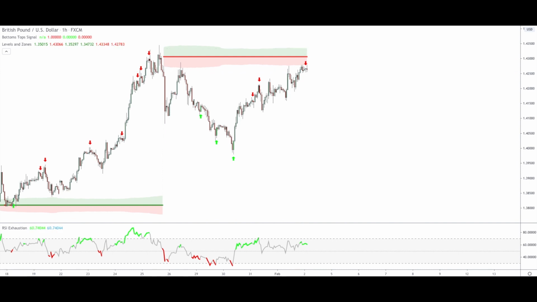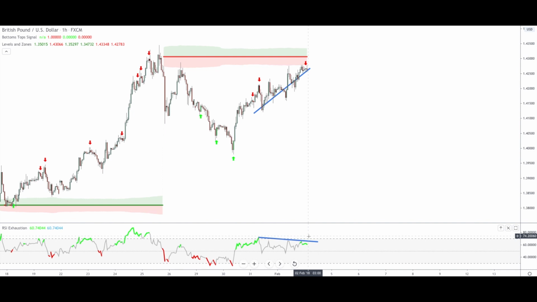So let me draw some trend lines for you. The price has been trending up recently, but as you can see below, the RSI has been trending down. And this is the first condition that we are looking at to have a setup. So the first one is to have divergence between the price and the RSI Exhaustion. So the price goes up, the RSI Exhaustion goes down.